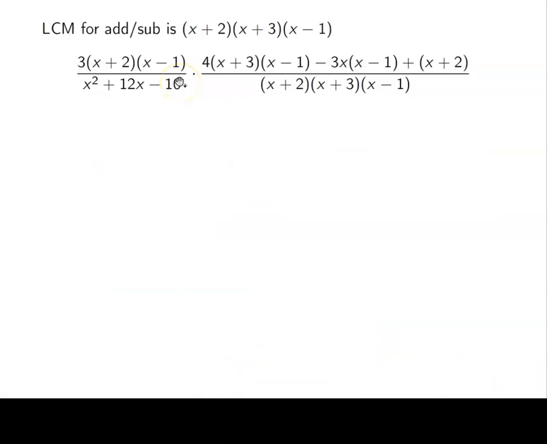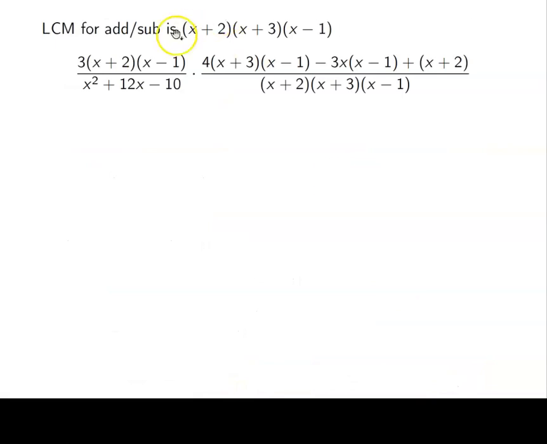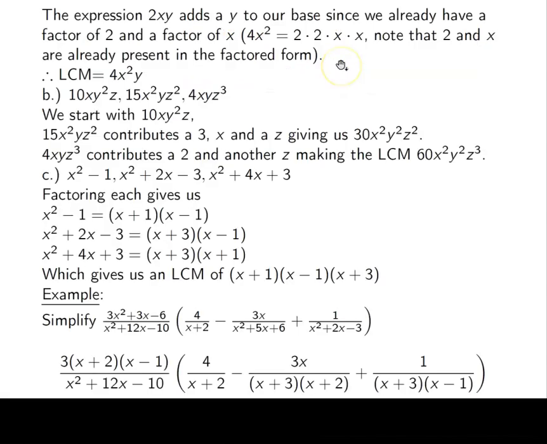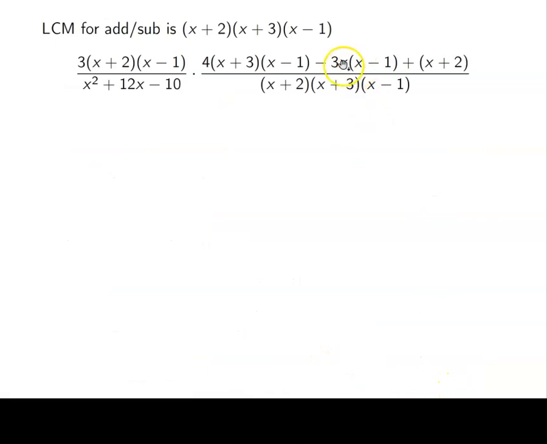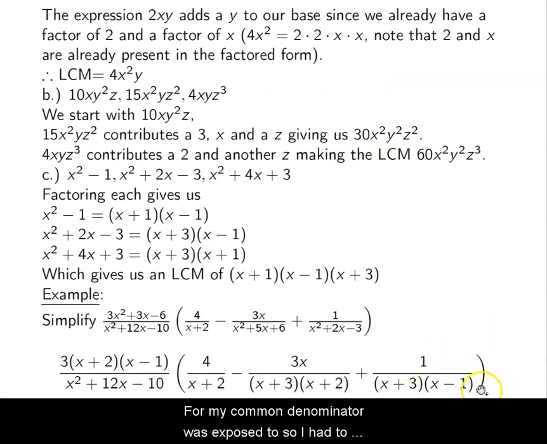So, as you can see, I kind of jumped straight to it. I have my common denominator. The things being multiplied times the 4 are just the things that were missing from this term, right? I needed to multiply this times x plus 3, x minus 1, so times 4 is x plus 3, x minus 1. I'm still subtracting 3x. The only thing that was missing here was x minus 1, so that's all I have. Here, the only thing that I was missing for my common denominator was x plus 2, so I had to multiply that top and bottom.